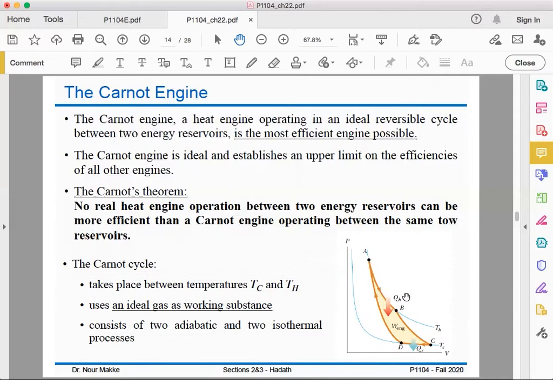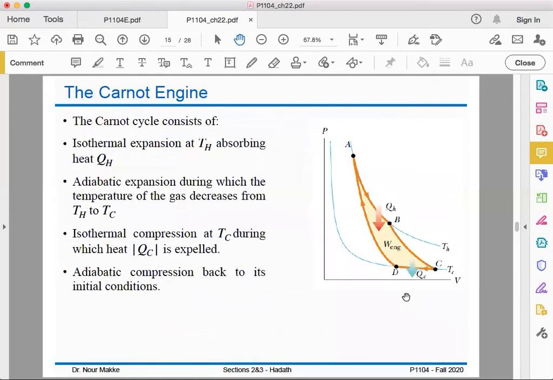So let's actually see what happens during a Carnot engine. The Carnot cycle consists of, as we have said, first an isothermal expansion, because as you can see the gas, the working substance, which is an ideal gas in our case, goes from VA to VB, and VB is greater than VA. So we have an isothermal expansion during which the working substance absorbs heat QH, which is the first part in this heat engine. And then it's followed by an adiabatic expansion, during which the temperature of the gas decreases from TH to TC.